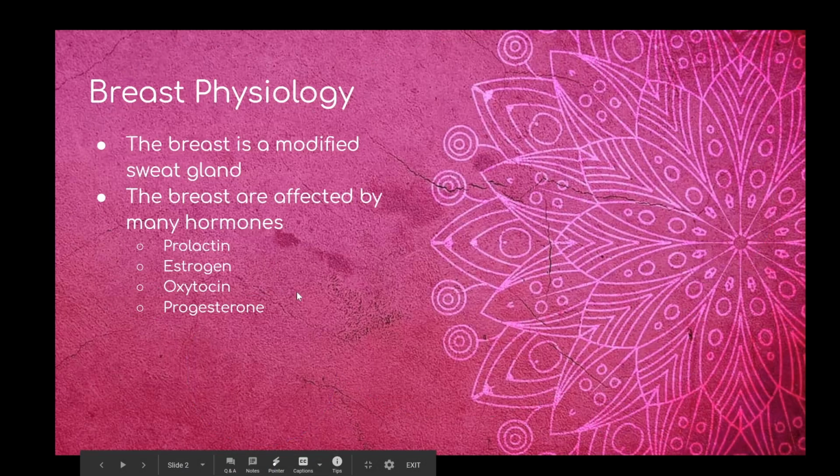So the biggest thing that you need to know about the breast is that the breast is a modified sweat gland. So the milk that breasts produce is basically sweat. Kind of weird, kind of awesome all at the same time.